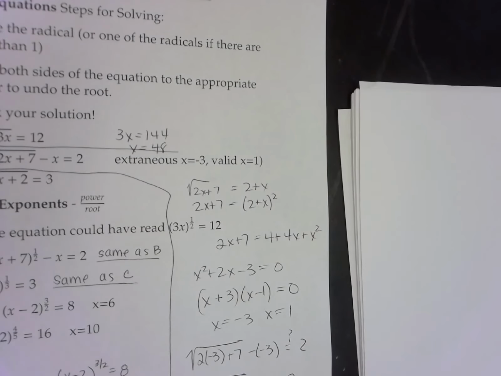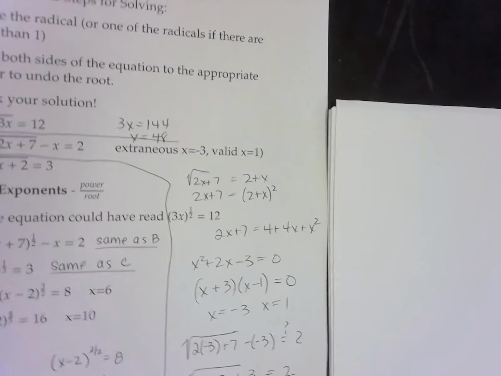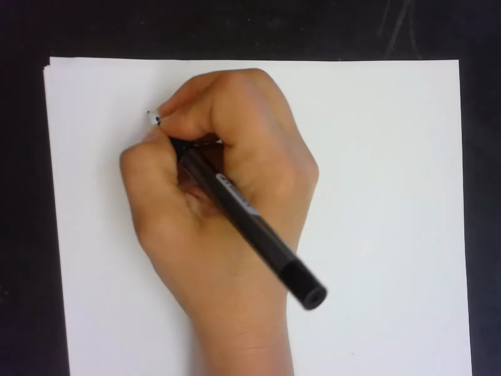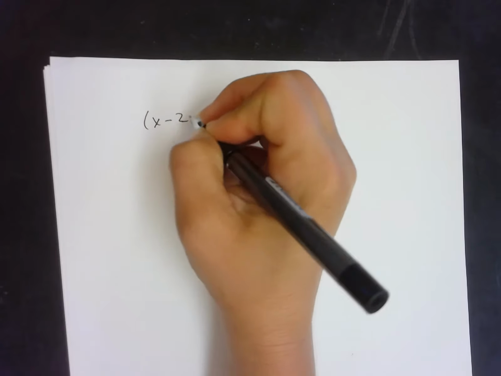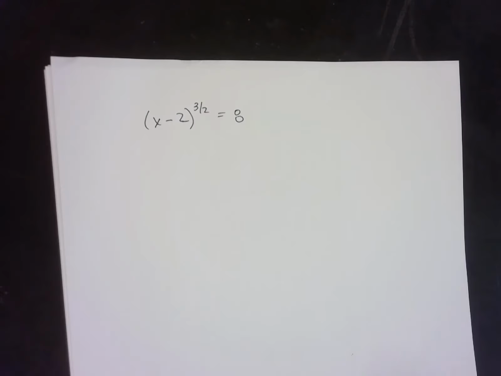So continuing with our rational powers, let's go ahead and try to solve an equation that is written as a rational power to start with. So let's look at x minus 2 to the 3 halves is equal to 8. Okay, so just like before, we want to first isolate the radical.